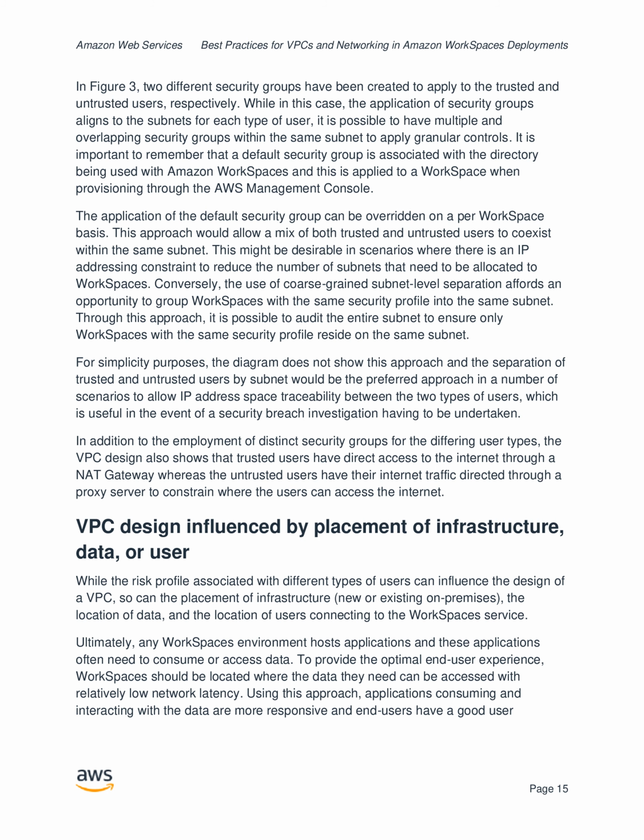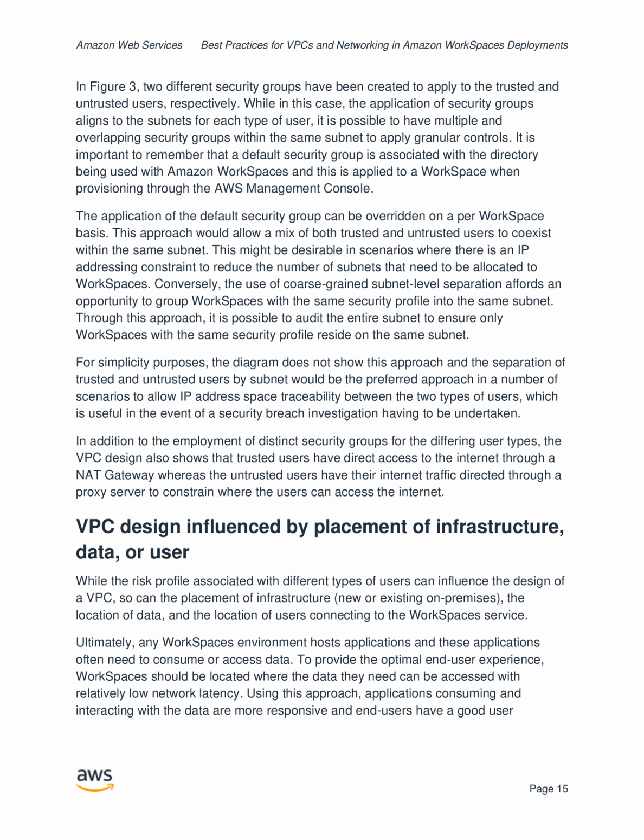It is important to remember that a default security group is associated with the directory being used with Amazon WorkSpaces, and this is applied to a workspace when provisioning through the AWS Management Console. The application of the default security group can be overridden on a per workspace basis. This approach would allow a mix of both trusted and untrusted users to coexist within the same subnet. This might be desirable in scenarios where there is an IP addressing constraint to reduce the number of subnets that need to be allocated to workspaces.